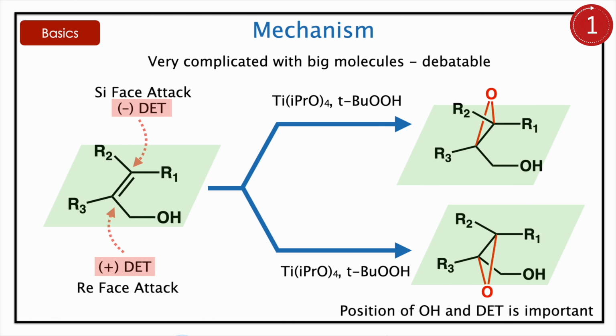Here DET decides the final product. Let us see the mechanism. The mechanism is debatable because of the bigger molecule, so here I have given a simpler one. If it is minus DET, it approaches the alkene from the top side of the alkene plane. The alkene is sp2 hybridized and planar. Minus DET approaches from above, which is called the si face. Plus DET attacks from below the plane, which is called the re face. Both will create an epoxide, above and below respectively. Here the product is controlled by the anchoring group OH and DET, because as DET approaches, the OH catches the group.